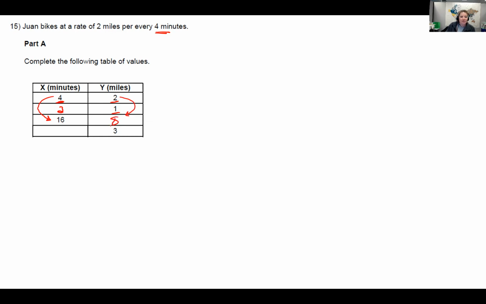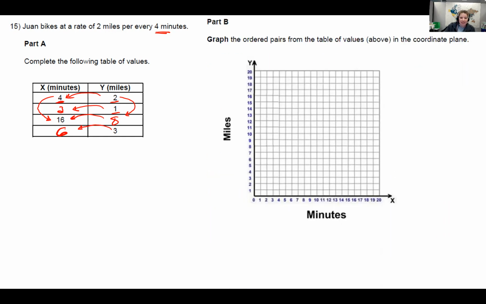All right. So basically, can we see the pattern here? Y looks like it's half of X. Isn't 2 half of 4? Isn't 1 half of 2? Isn't 8 half of 16? So 3 is half of, that has to be 6. So you got to make sure your pattern is consistent, right? 2 is half of 4, 1 is half of 2, 8 is half of 16, and 3 is half of 6.